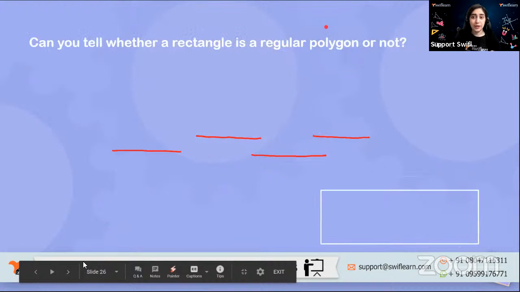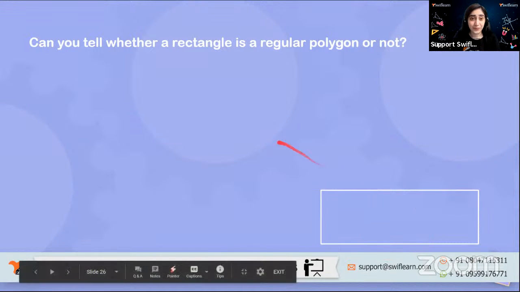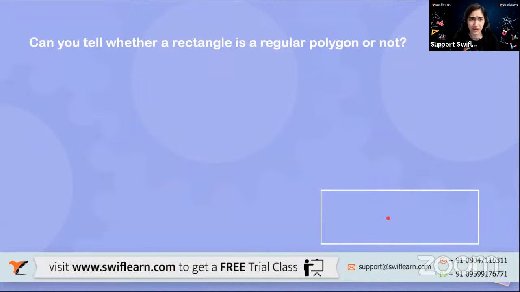All right. Now, can you tell me, can we say a rectangle is a regular polygon or not? Okay, let me get an answer. Now, can you tell me whether this rectangle is a regular polygon or not? Yeah, it is quite an easy one.